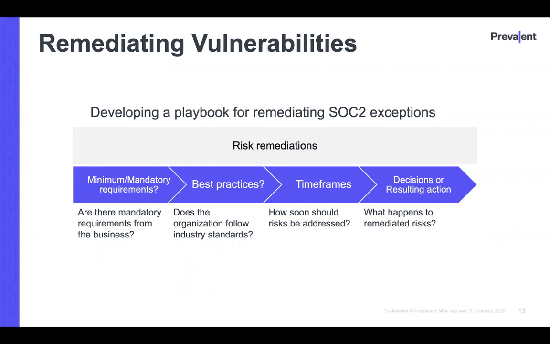And then finally, decisions or resulting actions. So what happens to remediated risks? What's the point and stage that we get to where we can say, we've identified the exception, we've classified it from a risk perspective, we've engaged the third party, and we've stated what we expect to happen, or there's been agreement between the third party and us in terms of what mitigating actions are required.